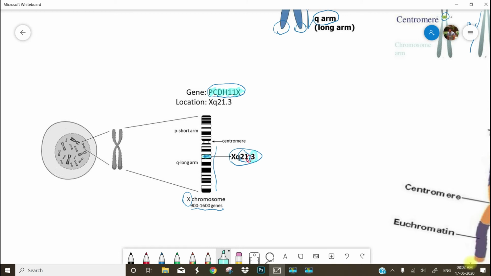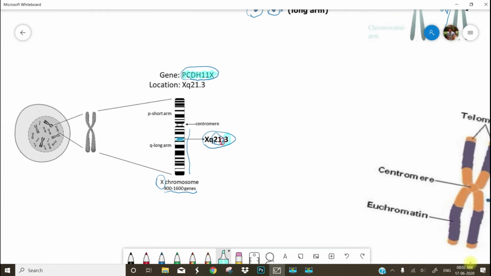So Xq21.3 means X is the chromosome, Q is the arm, 21 is the region, and 3 is the band. So that is over.